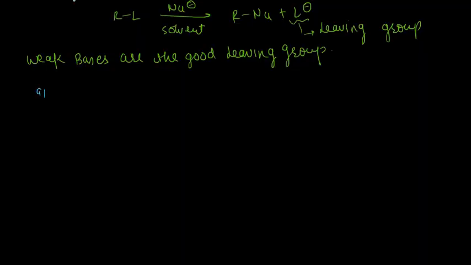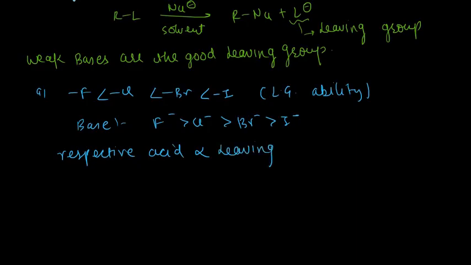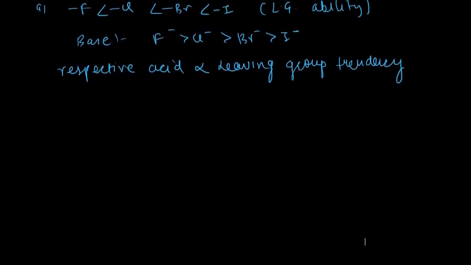Like if we write fluorine, chlorine, bromine, then iodine, the leaving group ability is best for iodine, then bromine, because HI is a strong acid. Now the basic strength: F minus, Cl minus, and so on, the conjugate base of a strong acid must be weak, like I minus. And we know that the respective acid strength is directly proportional to the leaving group tendency. A stronger acid gives a very good leaving group.